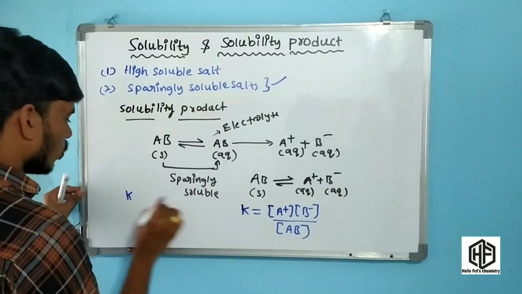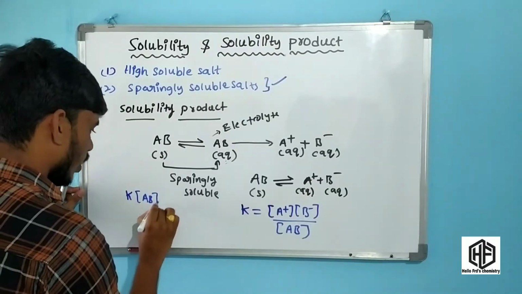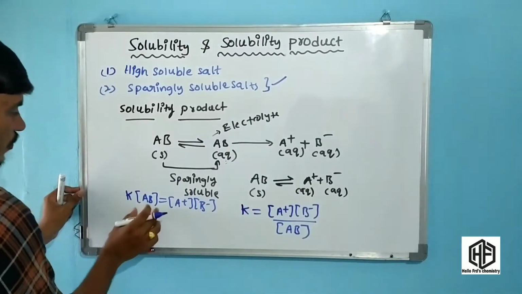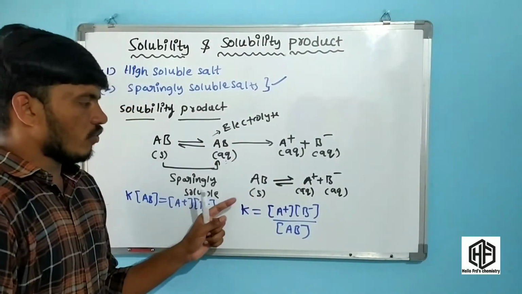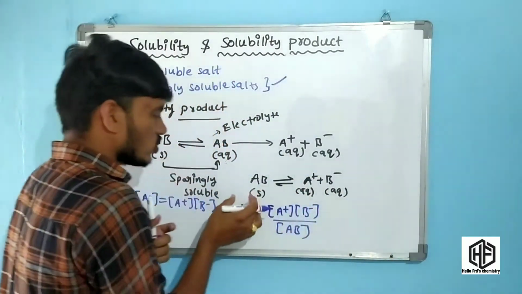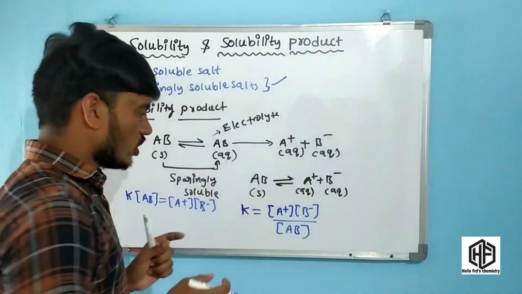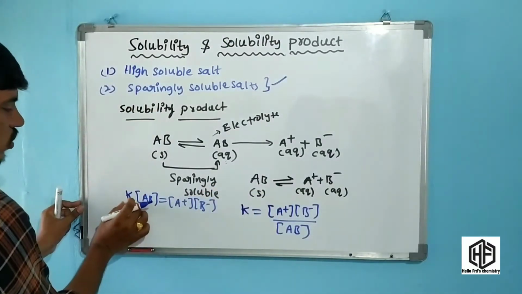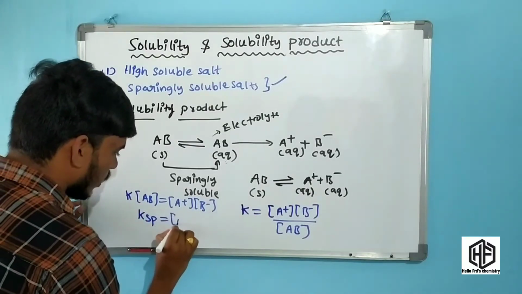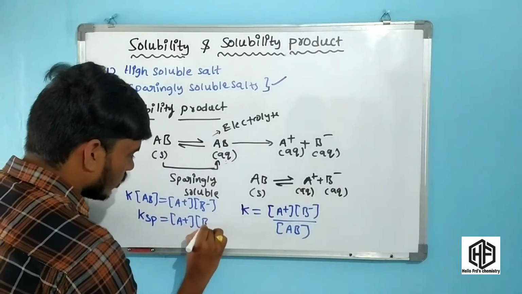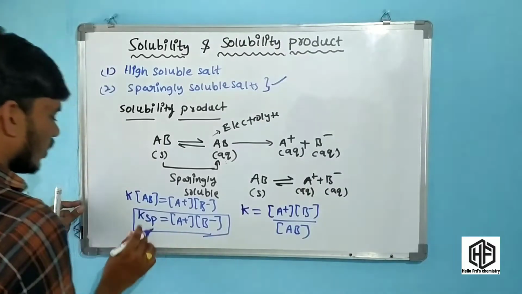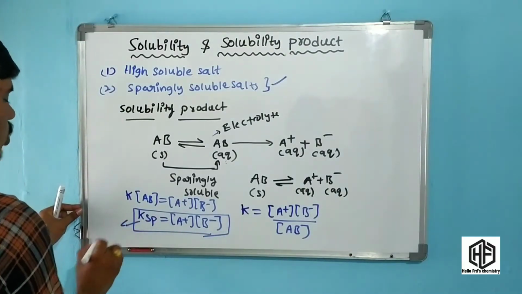Now K into AB is equal to concentration of A plus into concentration of B minus. Friends, you know that in chemical equilibrium the salt is in equilibrium with the aqueous ions. The active mass of the salt is constant, and K is constant. These two constants together are called KSP. KSP is equal to concentration of A plus into concentration of B minus. This KSP is called the solubility product.